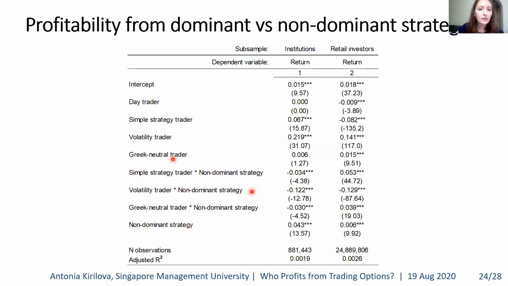And we see that for institutions, whenever they deviate from their dominant strategy, they are underperforming. So they are better off sticking with their dominant strategy. While for retail investors, the same holds for the volatility traders. Whenever they deviate to using another strategy, they lose money. But what's interesting is that for simple strategy traders who normally are unprofitable, whenever they use another strategy, they do better.